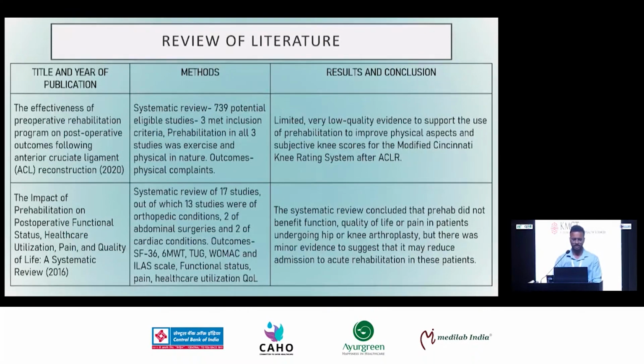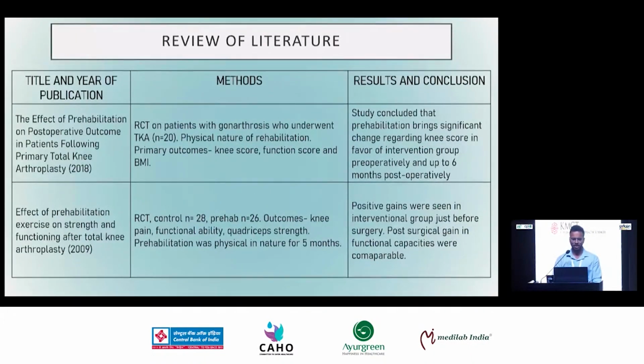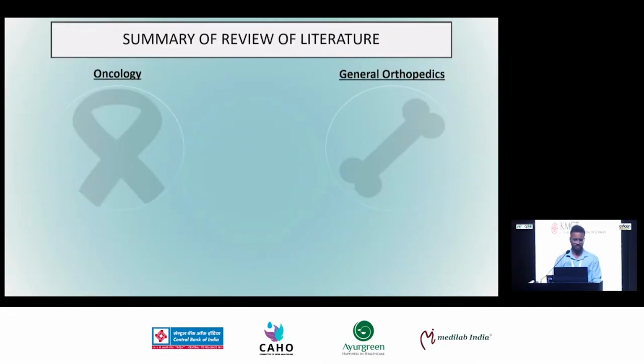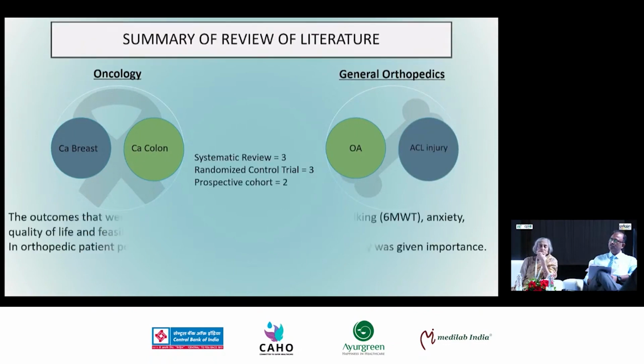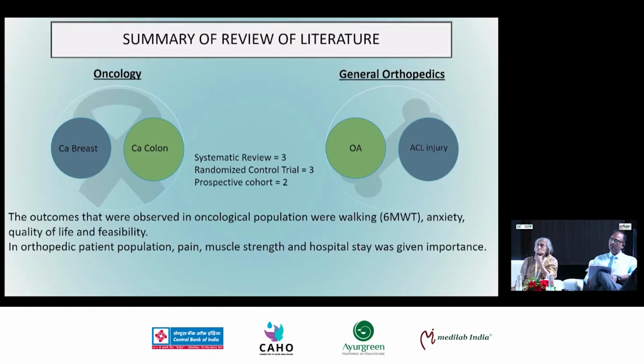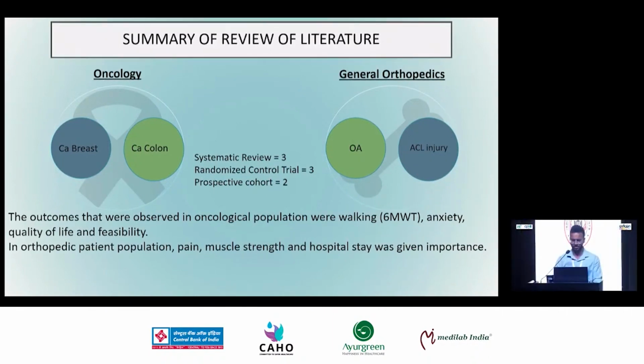So these were some of the articles that I reviewed. Coming to the summary, there were two broad divisions: one was oncology and one was general orthopedics. In oncology, we have two diagnoses which were most studied with respect to prehabilitation: cancer of breast and colon. In general orthopedics, two conditions that were studied the most were osteoarthritis of knee and ACL injury. The outcomes that were observed were walking with respect to the 6-minute walking test, anxiety, quality of life and feasibility, whereas in the general orthopedic patient population, pain, muscle strength and hospital stay were given importance.